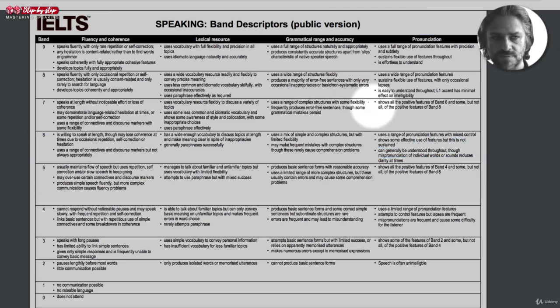Okay, let's go up to number 7. Actually, it says 8 because it says positive features of 6 and positive features of 8. So let's have a look at 8. It uses a wide range of pronunciation features, which is very similar to this. Sustains flexible use of features with only occasional lapses. So still knowing how to use connected speech, knowing how to use weak forms, getting the right intonation, getting the emphasis in the right place, but occasionally there's a few mistakes. And it's easy to understand throughout. The accent of the speaker, the L1 speaker, has minimal effect on intelligibility.